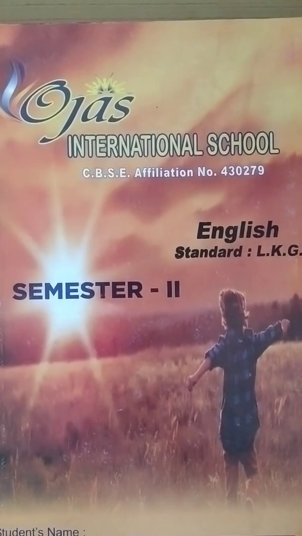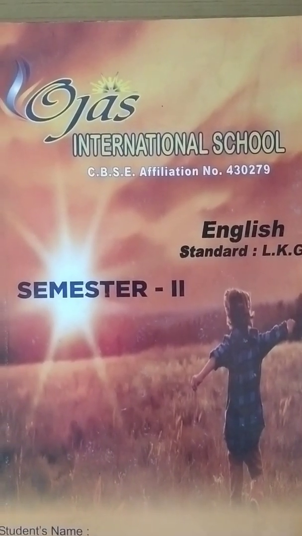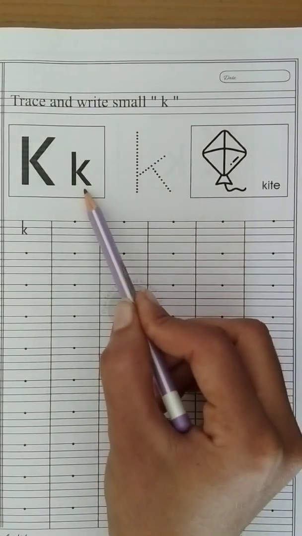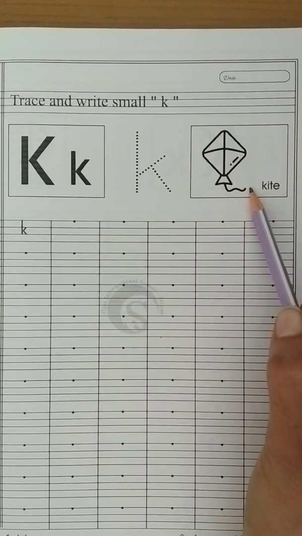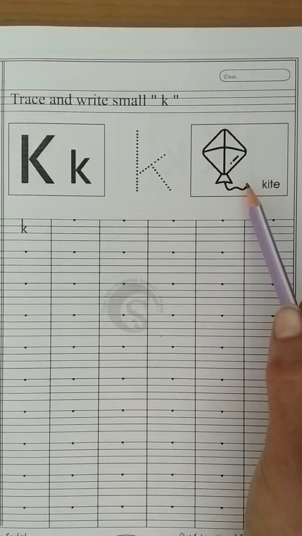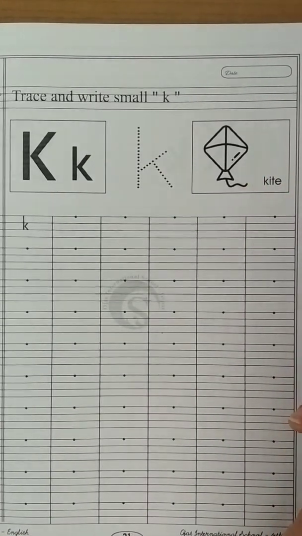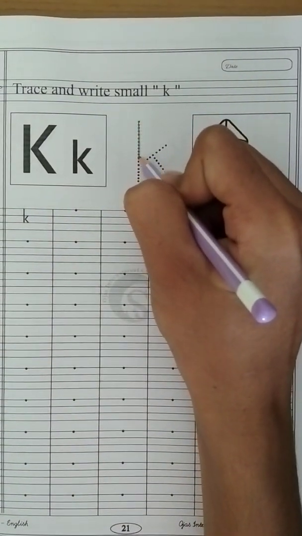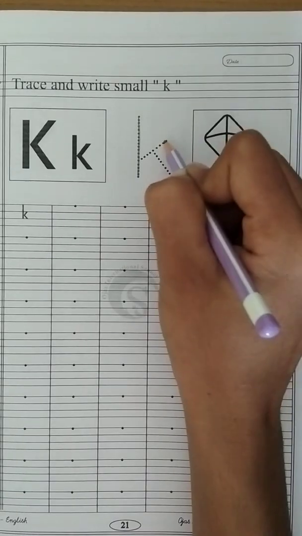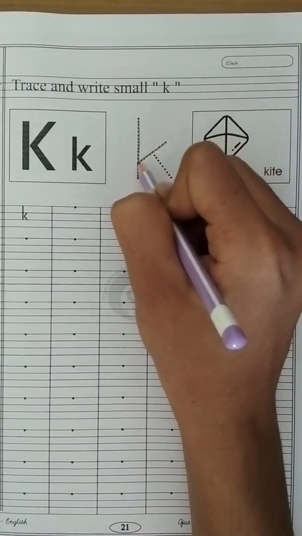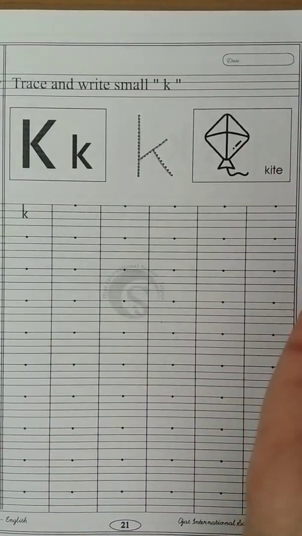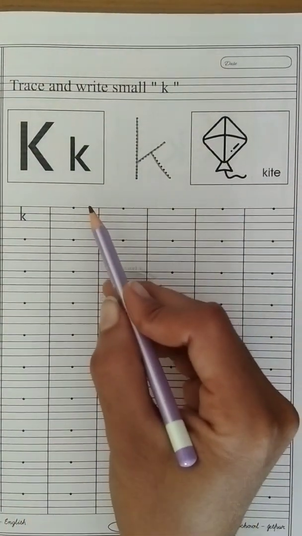now let's write small letter K in our English book. See here, capital letter K and this is small letter K. K for kite. K says K, K. The sound of K is K. So first let's trace here. What we do? Big standing line, then slanting line and again slanting line. Small letter K. Now let's write within 4 lines.